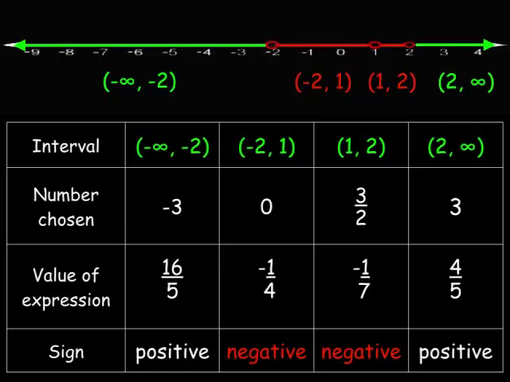It's important to note that none of the endpoints are included in our solution. It is undefined at negative 2 and positive 2, and it's equal to 0 at 1. We have strict inequality in this example.